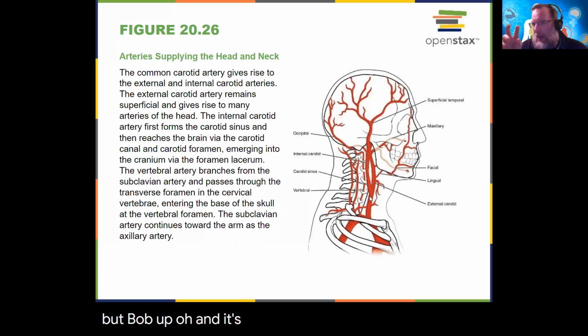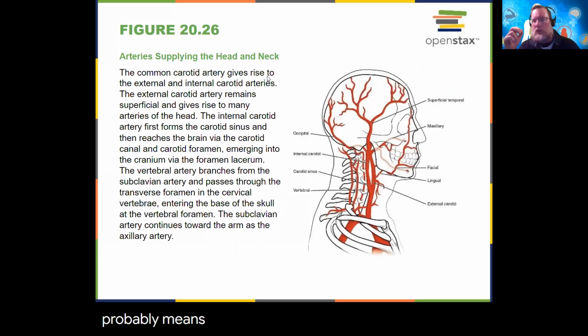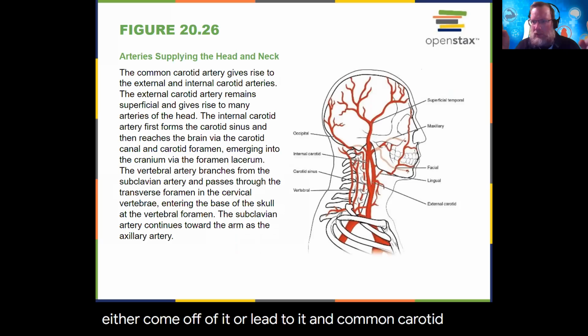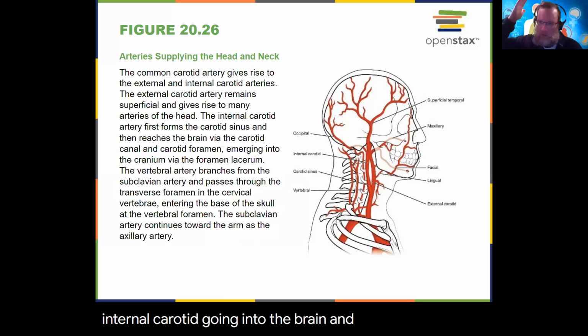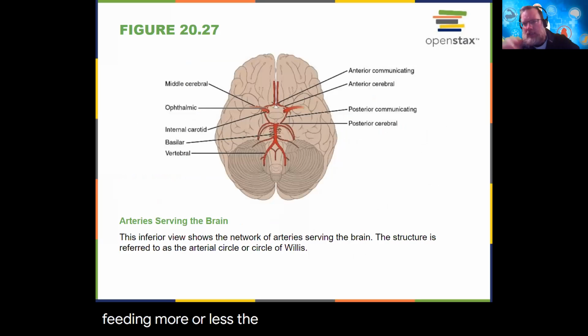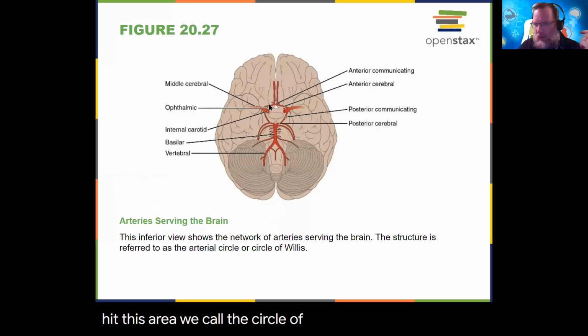Oh, and it's called common carotid. So when we see the word common, it probably means there's going to be two or more items that either come off of it or lead to it. Okay, common means two things are coming together. So common carotid, as it leaves, it's going to branch off into internal carotid, going into the brain, and external carotid, feeding more or less the face and some of the muscles of the head. Okay, so when the internal carotid goes up into the brain, it's going to hit this area we call the circle of Willis.